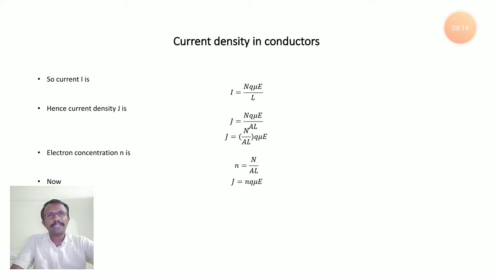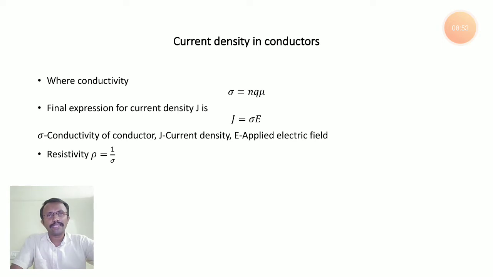Now when you put this small n in J, the current density expression becomes J is equal to nQ mu into E, where small n is the electron concentration, Q is the charge. You know already the charge. What is the value of the charge of an electron? 1.6 into 10 power minus 19 coulombs. Mu is the mobility of electrons, E is the applied electric field. So by putting all these things, J, that is the current density of the conductor, is nQ mu times E.